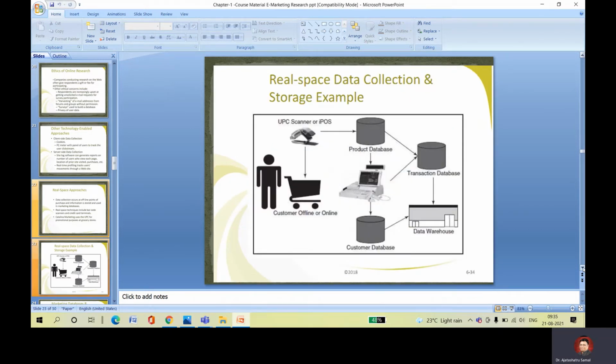In a store example, you can see here the UPC scanner and IPOS, then the customer database and data warehousing. So here is how it is connected. The customer, online or offline, will be there. You will use the UPC scanner. Okay, so you will choose the product, which goes to the product database through the computer. The transaction goes to the transaction database. Okay, so it will go to the customer database and the company data warehouse. So this is the flow of real space data collection and storage.